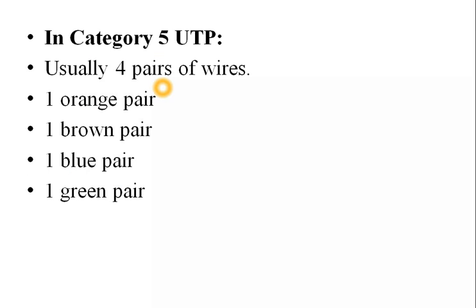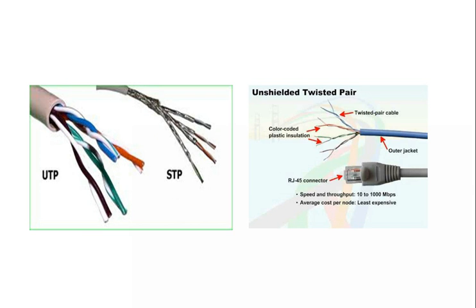In category 5 UTP, we usually have 4 pairs of wires: one orange pair, one brown, one blue pair, and one green pair. Normally orange, white of orange, brown, white of brown, blue, white of blue, green, white of green. This is the diagrammatic representation of UTP and STP, unshielded twisted pair and shielded twisted pair. This is the RJ45 connector, normally used in internet. These are the 4 pairs we have got.